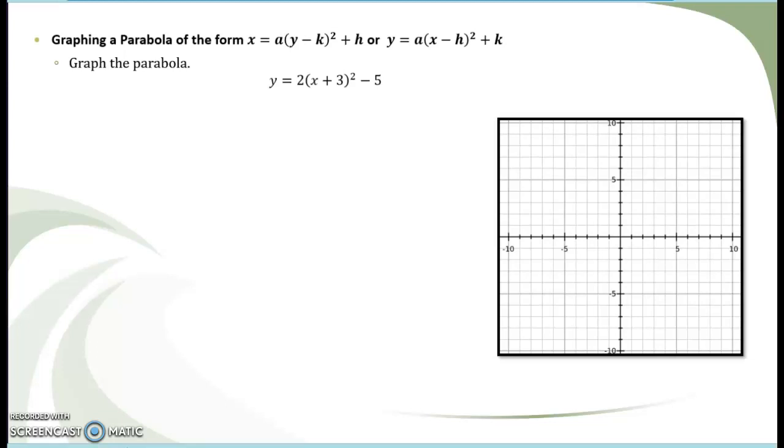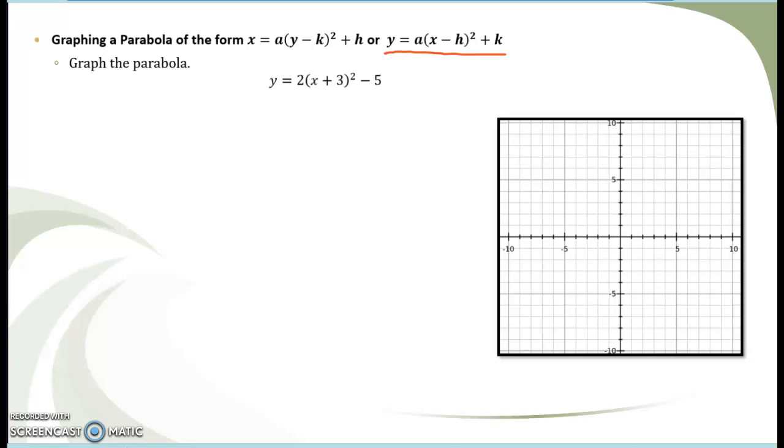Hey everybody, in this video we'll go over graphing a parabola of the form x equals a times (y minus k) squared plus h, or y equals a times (x minus h) squared plus k. We have talked about these types before, where y equals a times (x minus h) squared plus k. This is the vertex form of a parabola.